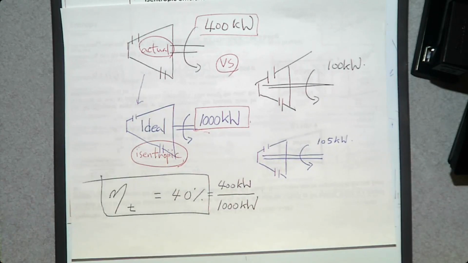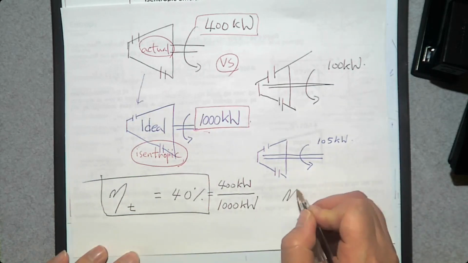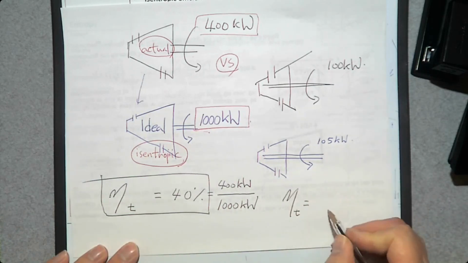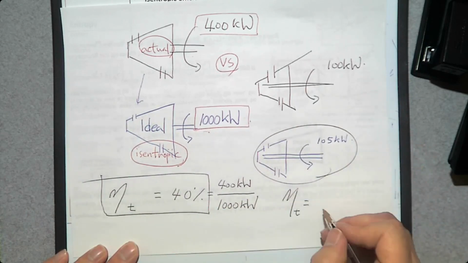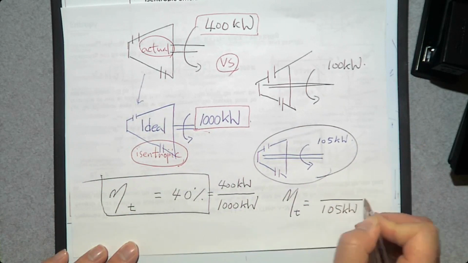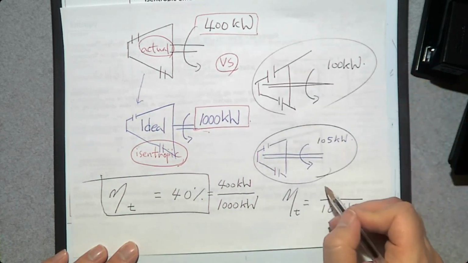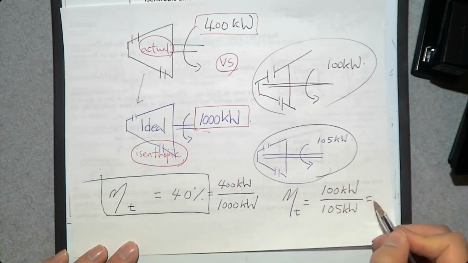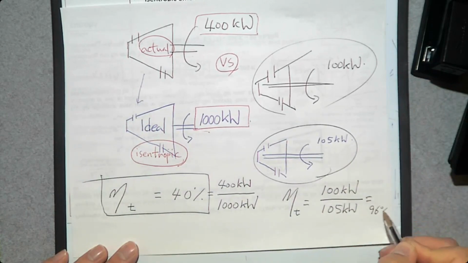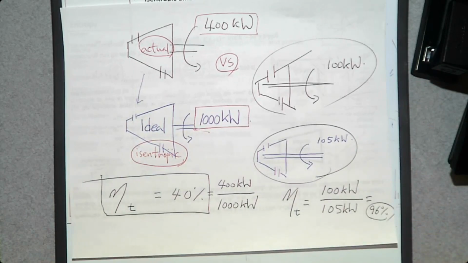Very easy to understand, right? What about here? What is the isentropic efficiency of this turbine? So in this case, the isentropic turbine, which is the ideal turbine, can produce 105 kilowatt, but my turbine can produce very close to 100 kilowatt. So what is the efficiency? Close to 96%. Wow, that is a very good design.